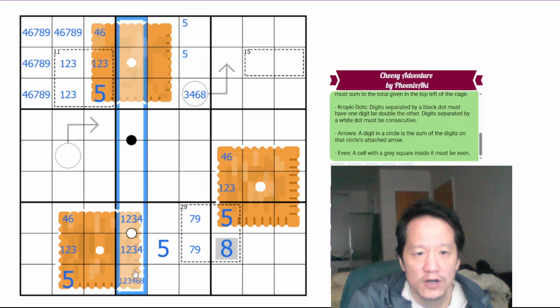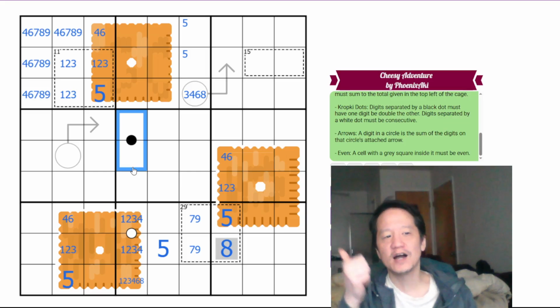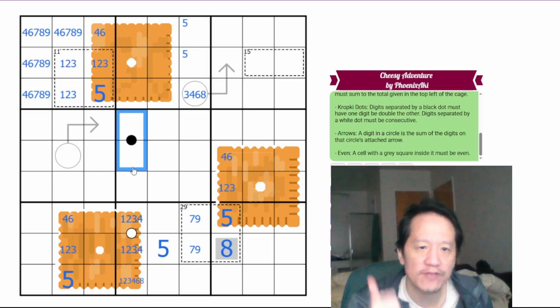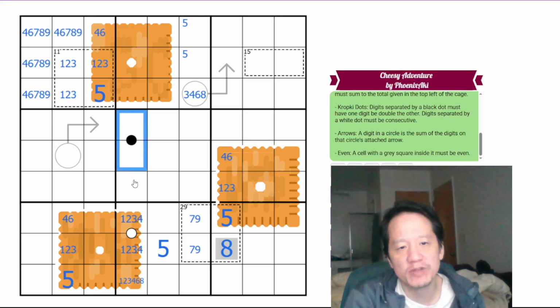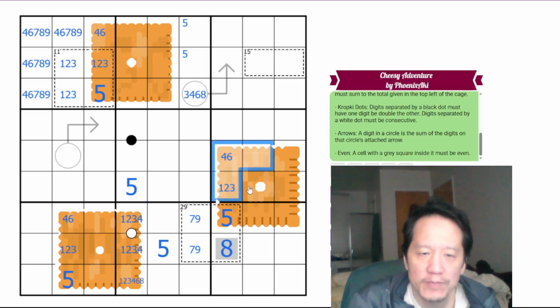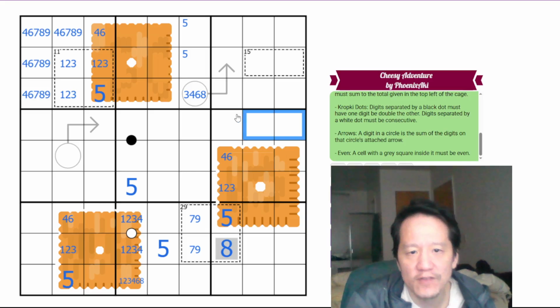Where's the 5 in column 4? Can't be any of these because there's a 5 in this Cheez-It already. Can't be here because there's a 5 in that Cheez-It. Can't be next to the black Crocky dot because 5 is double of 2.5, which is not a digit, and if you double 5, you get 10, which is also not a digit. So 5 cannot be next to a black Crocky dot. So 5 must be here. 5 can't be on this Cheez-It, so 5 has to be one of these 3 cells for this box.